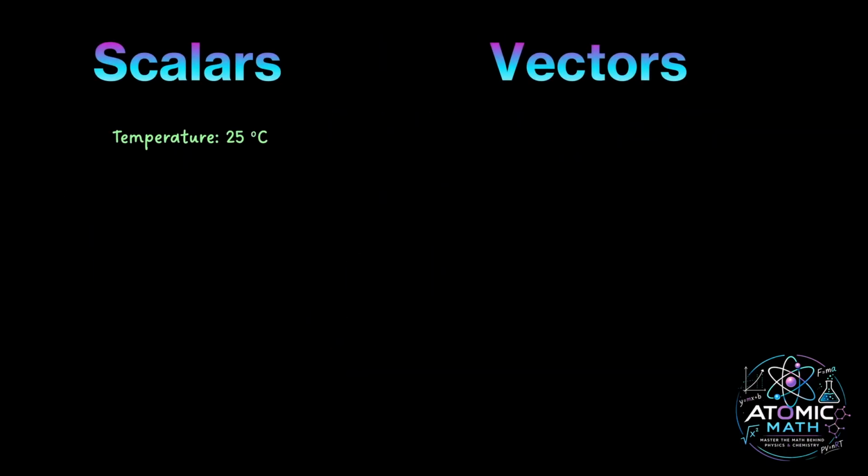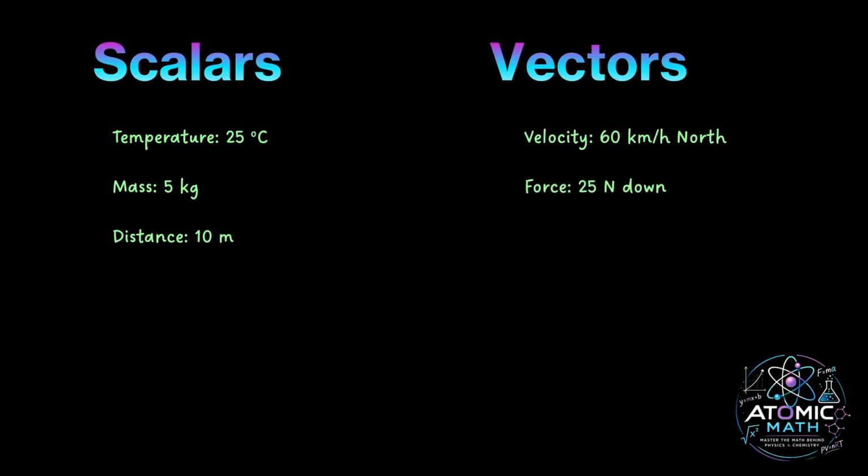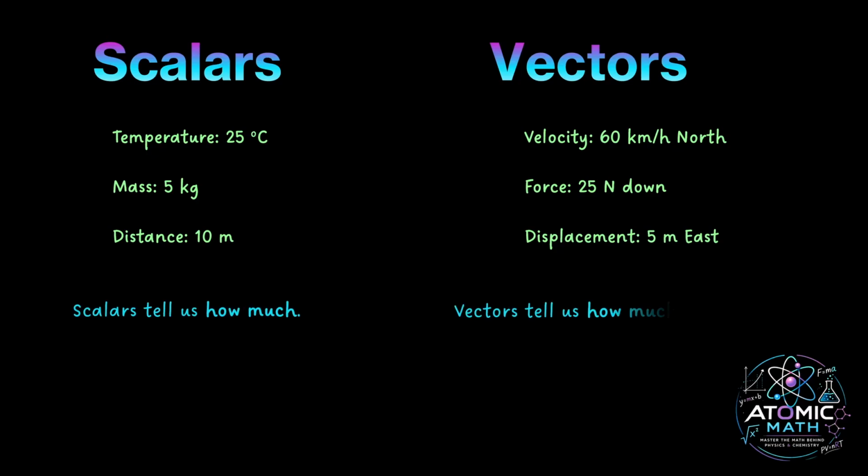So let's just review quickly. Scalars: temperature is a scalar, mass is a scalar, distance is a scalar. Velocity is a vector, force is a vector, displacement is a vector. And you can see the difference. The scalar is telling us how much, but the vector tells us how much and where.